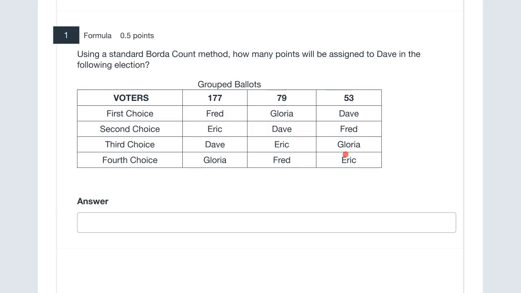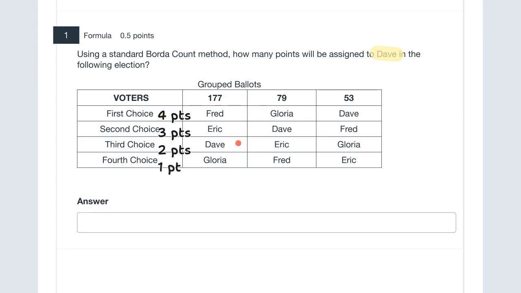Using a standard Borda count method, how many points will be assigned to Dave? We're not being asked to determine who's the winner. We just want to know how many points go to Dave. There's 4 candidates here. So first place is worth 4 points. Second place is worth 3 points. Third place is worth 2 points. And last place is worth 1 point.